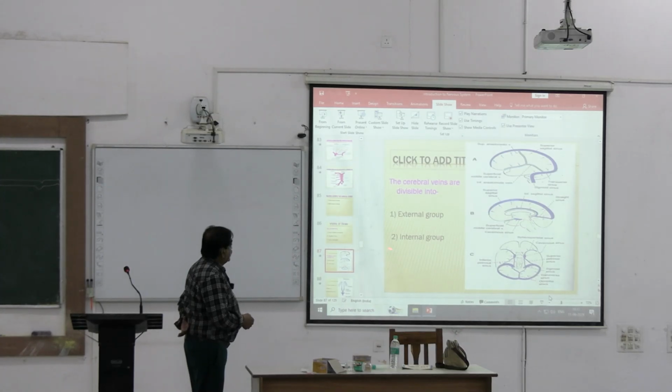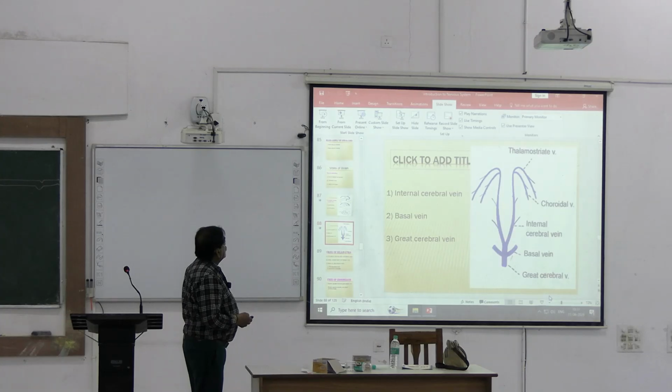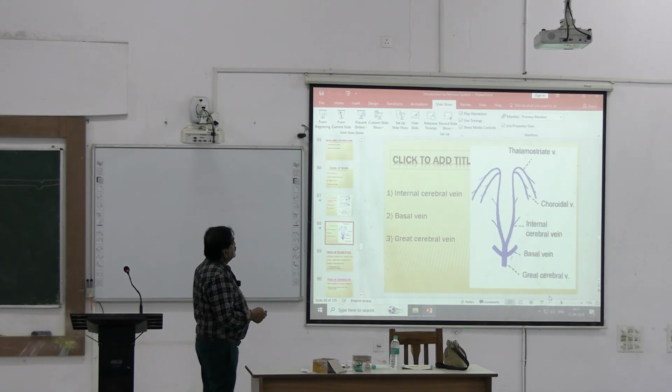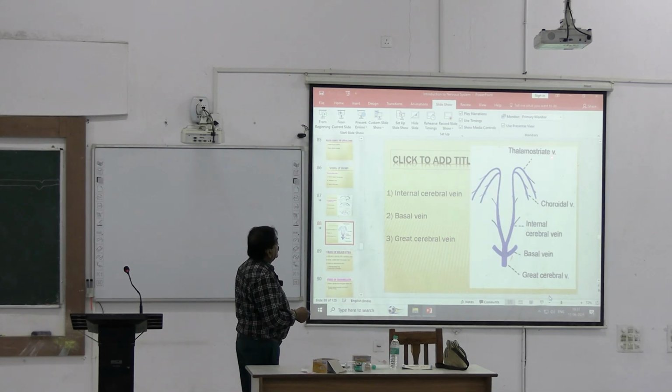The external group, internal group. These are sagittal sections, this is the undersurface. Now, internal cerebral vein, basal vein and great cerebral vein. This is the thalamostriate vein, choroidal vein, internal cerebral vein, basal vein, great cerebral vein.